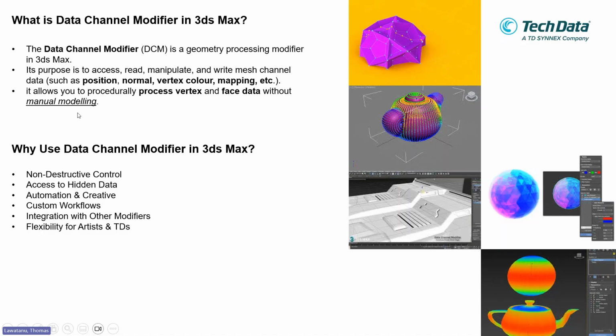That's why the question is, why use the Data Channel modifier in 3ds Max? The first reason is non-destructive control, which means you don't need to do a lot of things for your modeling. Let's say you want to adjust your vertex and face data, you can go with the Data Channel modifier. And the second is access to hidden data.